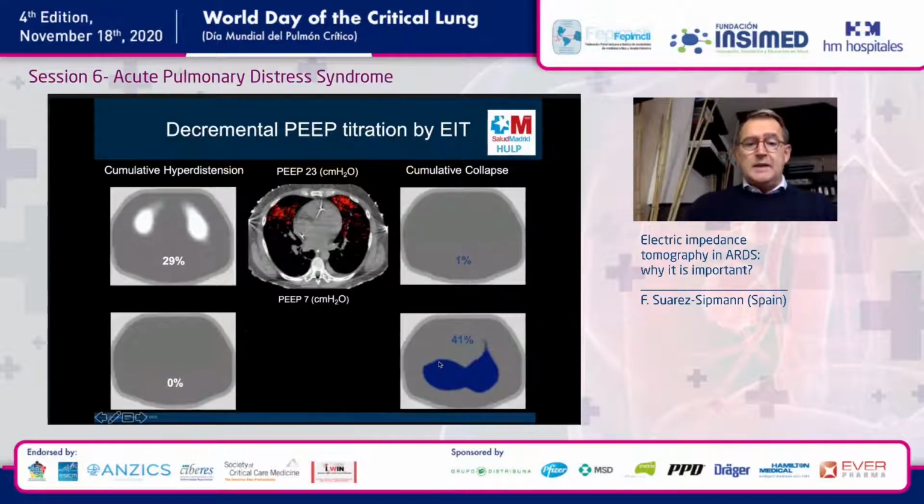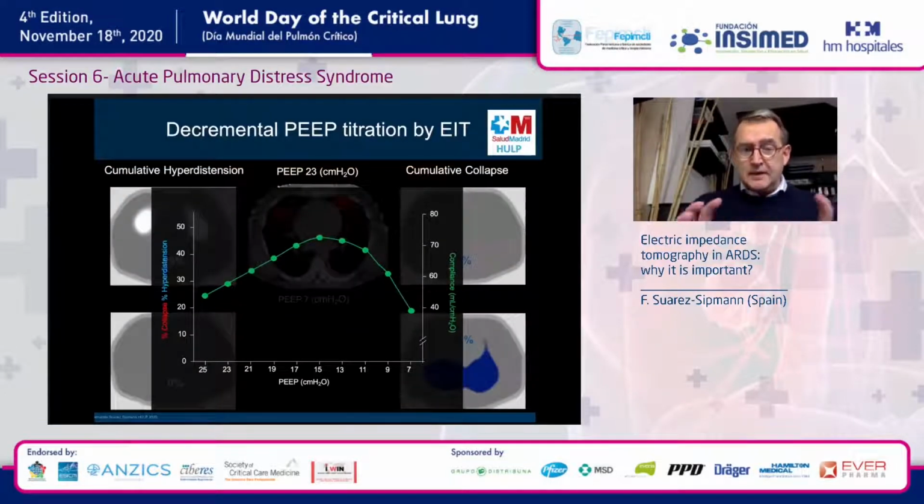So looking at a more detailed evolution of this PEEP titration, you see here the PEEP levels from higher to lower, and the compliance in green. Remember that the maximum compliance in this context really gives us a lot of information about the mechanical behavior of the lung during this decremental PEEP titration.